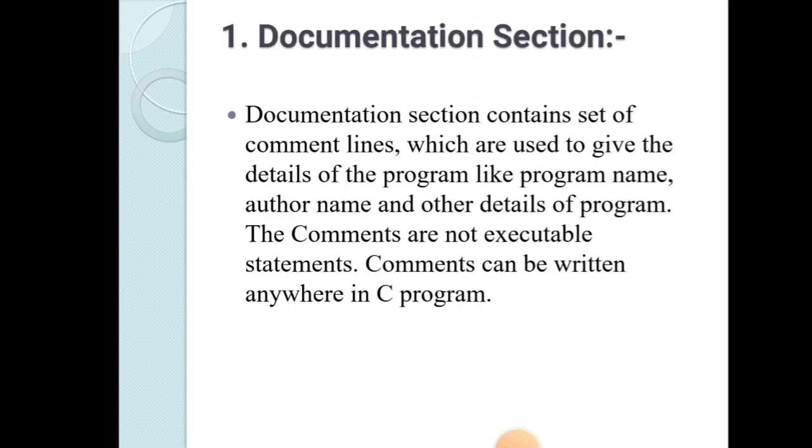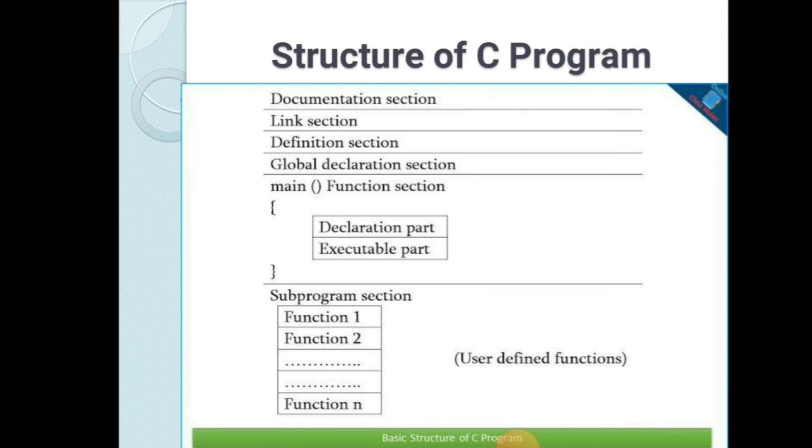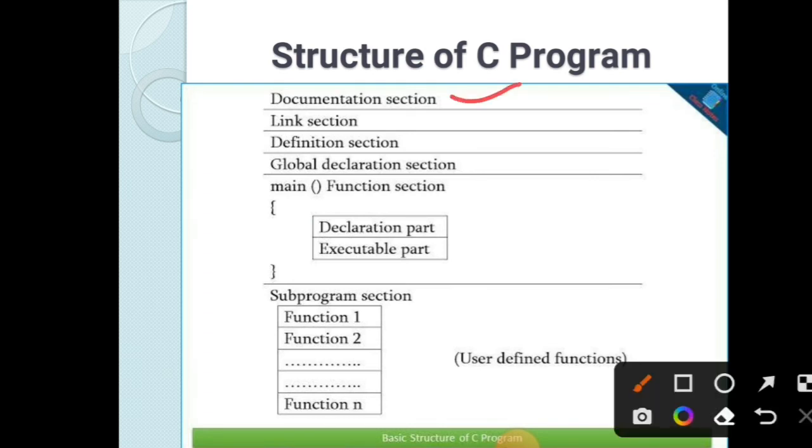The structure of a C program is very important. In the structure it contains the documentation section. The documentation section is nothing but the comment section. It is optional. Next one is the link section. The link section is nothing but the header file section. You need to include the header files in the program, because header files contain predefined functions. Next, the definition section. Definition sections are used to define constants. Global declarations are used to declare variables that are used throughout the program.